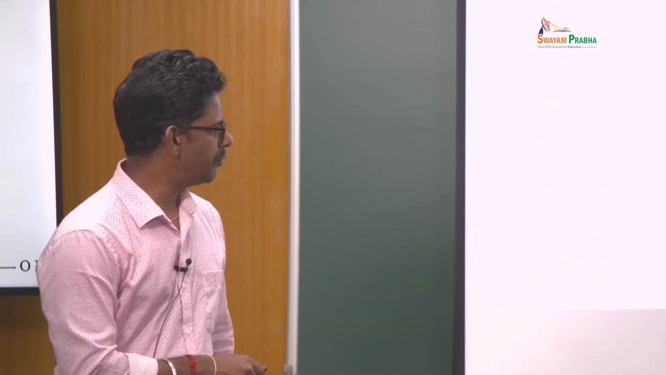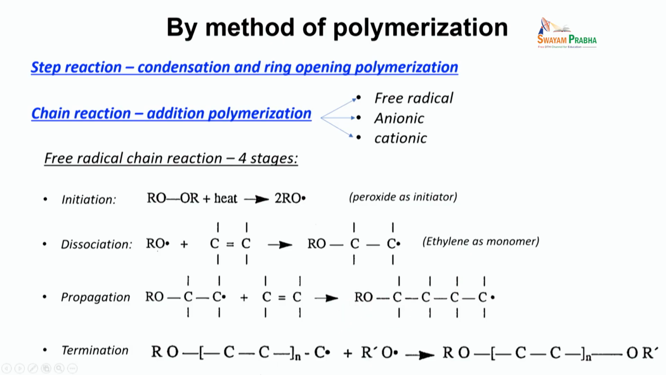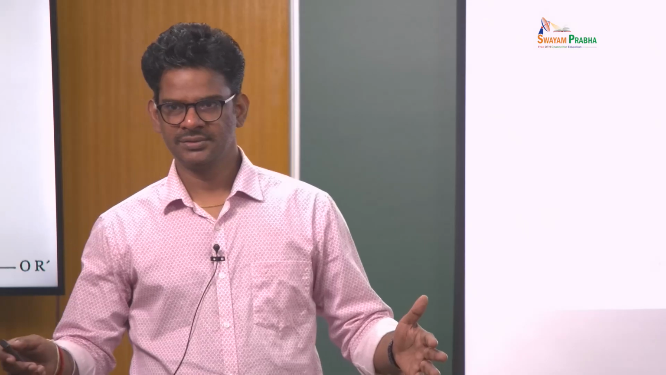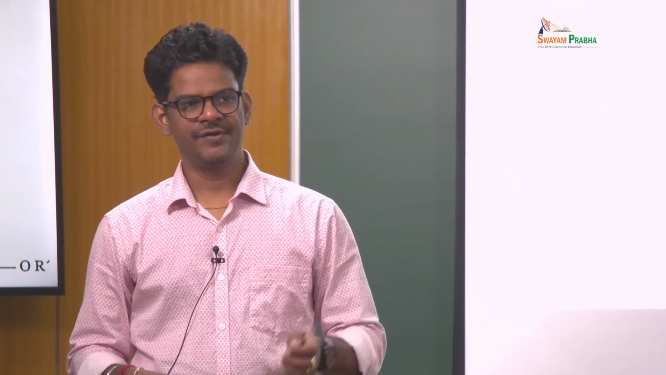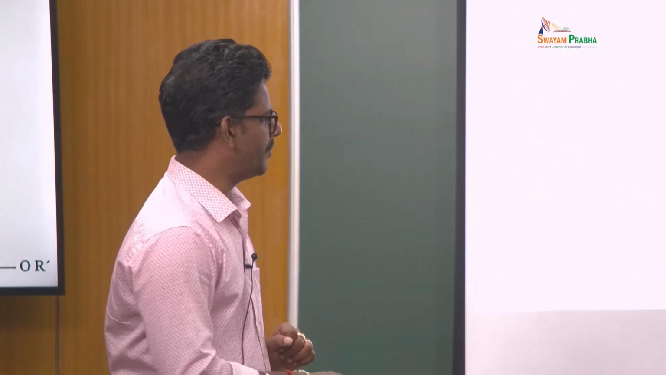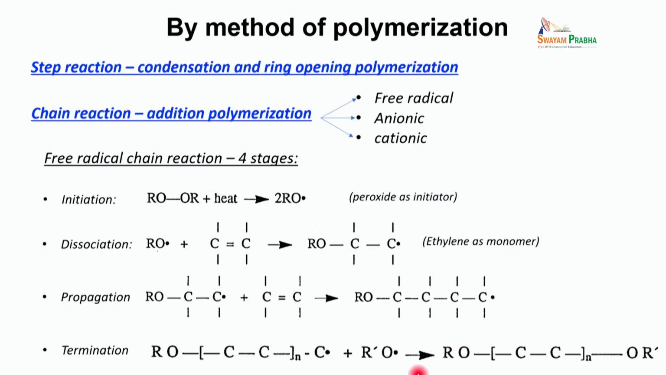But at some point of time you need to terminate it, because you don't want to grow a chain too long. You have a certain range of molecular weight, you want a certain number of repeating units. So if you want to quench, if you want to stop the chain reaction, you can add another free radical that will combine and form an end group which cannot react anymore. So this is another terminating agent. This termination can be from this also.